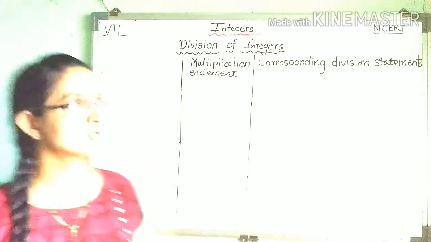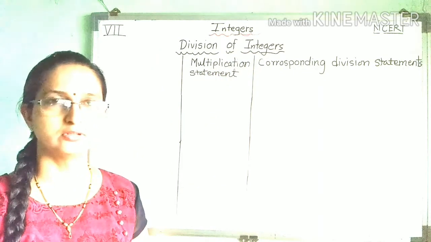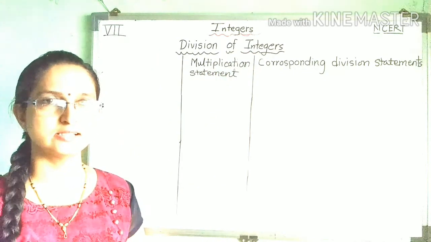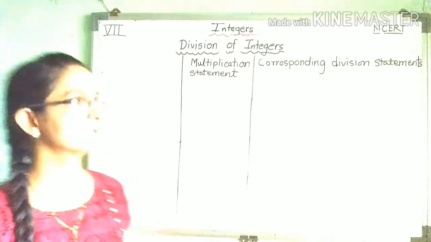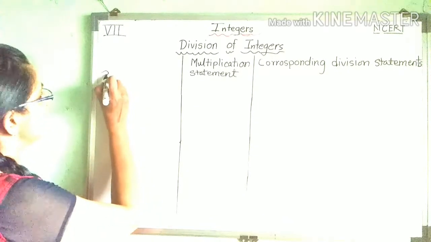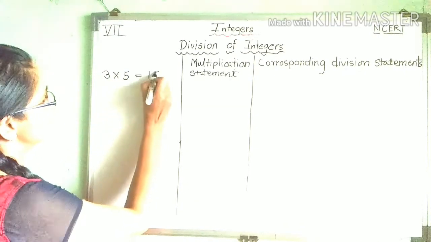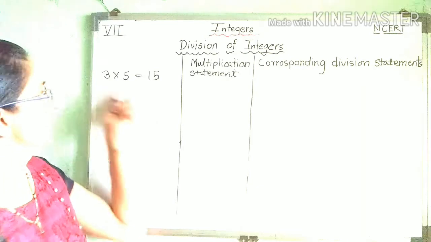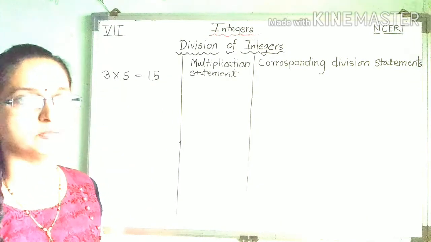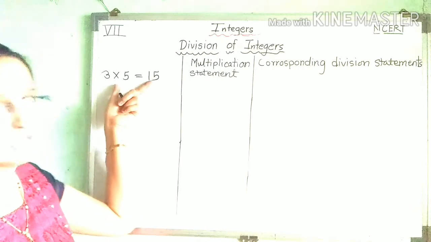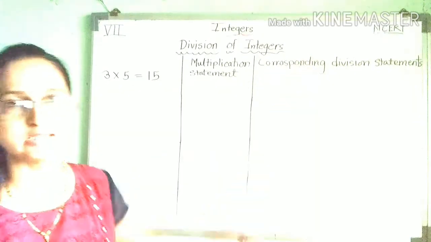Today we are going to learn division of integers. As you know, division is the inverse of multiplication. So we'll see an example. 3 into 5 is equal to 15. These two are whole numbers and 15 is also a whole number. So for this multiplication statement, can we write a corresponding division statement?